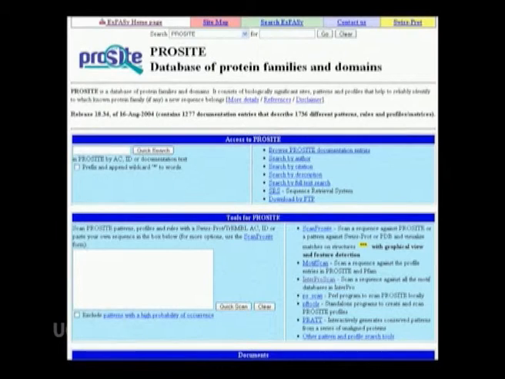Major databases. Some examples of conserved domain databases include PROSITE, www.expasy.ch/prosite. PROSITE is a database of protein families and domains. It consists of biologically significant sites, patterns and profiles that help to reliably identify to which known protein family, if any, a new sequence belongs. It was started by Amos Bairoch, is part of SwissProt and is maintained in the same way as SwissProt. The basis of this is regular expression describing characteristic subsequences of specific protein families or domains.